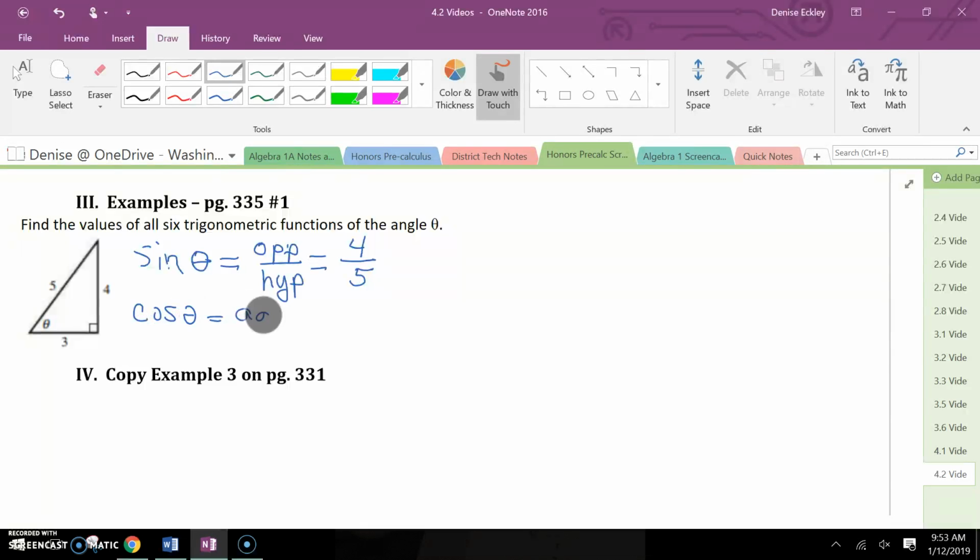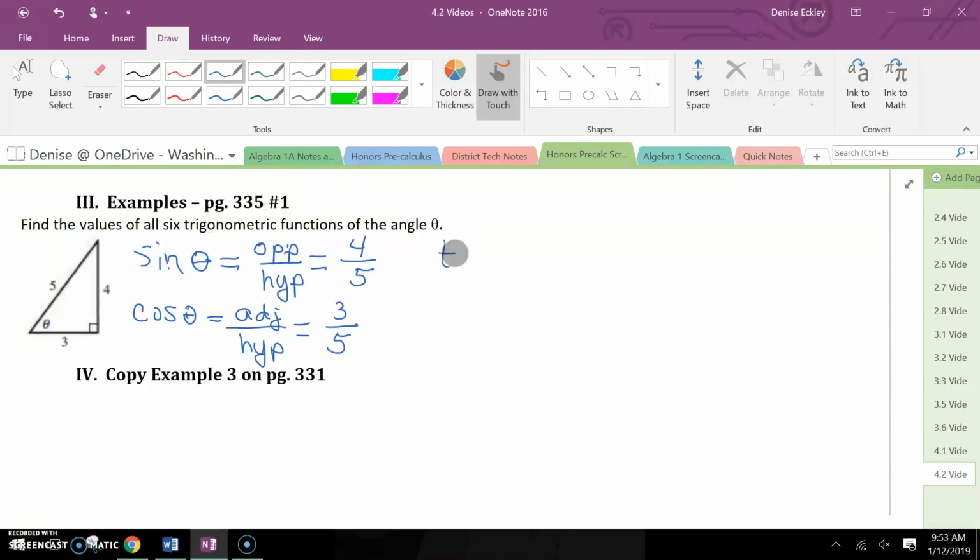That's the adjacent side divided by the hypotenuse. The side adjacent to theta is never the hypotenuse, it's always one of the legs. So in this case it's 3 and our hypotenuse is 5. So the cosine of theta is 3 over 5.